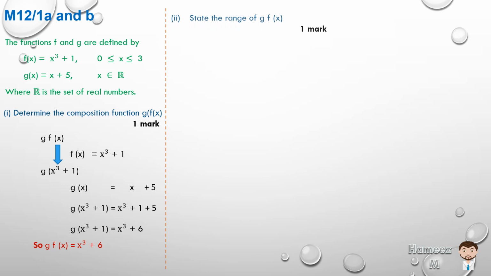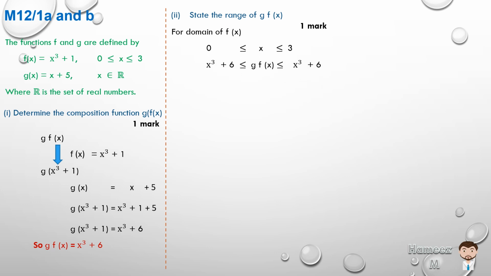Part 2. State the range of g f of x. So we know the domain of f of x is from 0 less than or equal to x, which is less than or equal to 3. Which means if we're considering the integers alone, but of course there are decimals in between there, the smallest will be 0, 1, 2, and the largest being 3. If we take the smallest and largest values of f and substitute it into the composite function g f of x, that will give us our minimum and maximum.